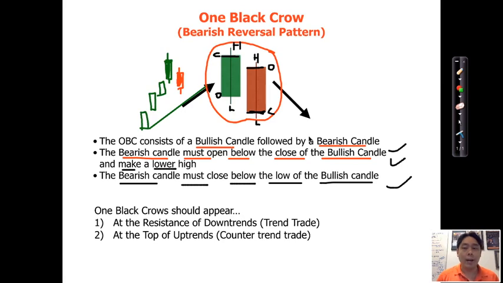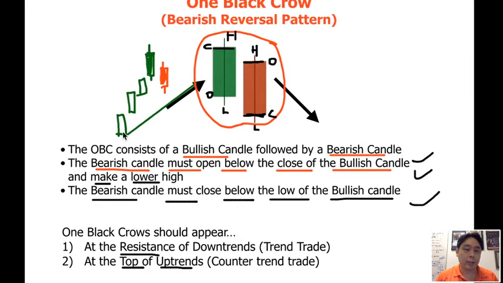And again, when is the best time for this to appear? We want it to appear at a resistance level of a downtrend. So a rally, resistance, one black crow, short it, follow the trend as a trend trade. Or we find this at the top of an uptrend. So it's an uptrend, it's overbought, it's overstretched, one black crow, do a short, and we write a counter trend trade down.